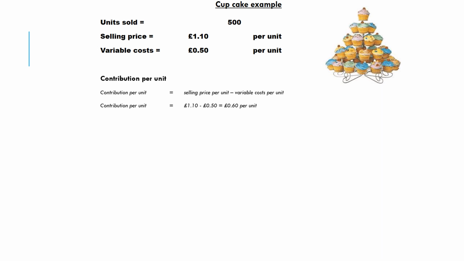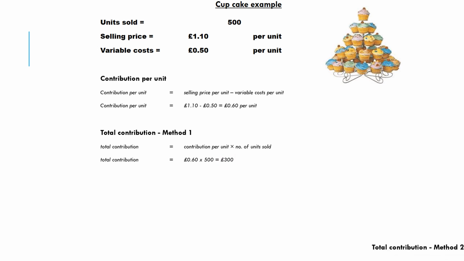But we don't sell just one cupcake. No, we're a hungry lot here. We've sold 500. So what would be the total contribution? Well, we can use method 1 to start off with. The total contribution is the contribution per unit multiplied by the number of units sold. Our contribution per unit, we've calculated as 60p. If we sell 500 cupcakes, our total contribution is £300. The college canteen has generated £300 before paying off any fixed costs.